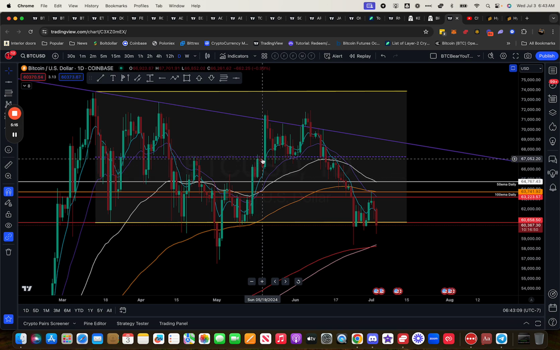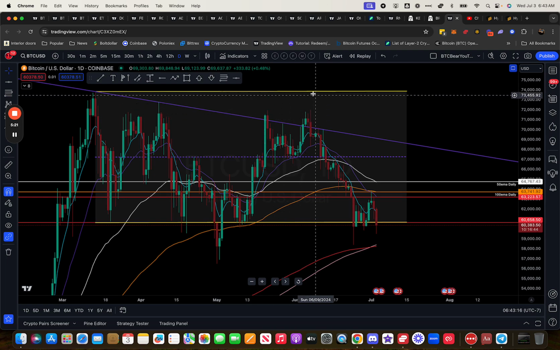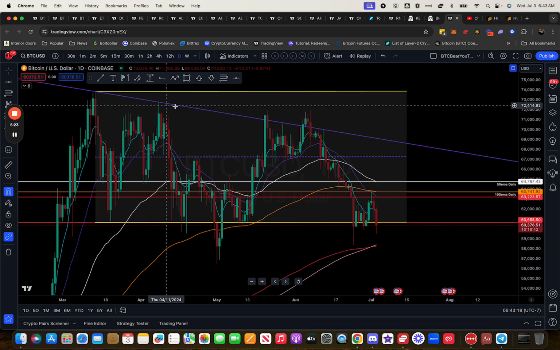Okay, now I'm going to look at the top of the channel. Look, right to the top of the channel, the top portion. I didn't hit the top exactly, but to the top portion. But more importantly, we hit that resistance.